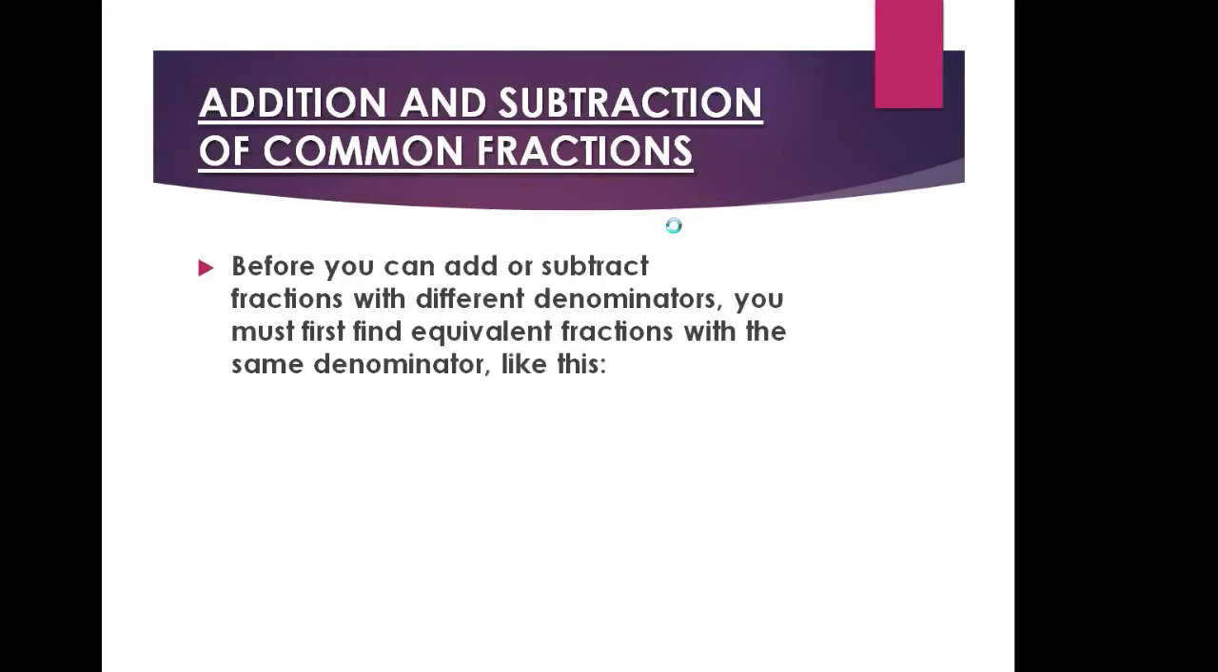Now, what is addition and subtraction of common fractions? For more clarification, we will see the definition. Before you can add or subtract fractions with different denominators, you must first find equivalent fractions with the same denominator. As I have told you in the previous class, we have two types of fractions, like and unlike. Like fractions are those whose denominators are the same, and unlike fractions are those whose denominators are not the same. So in this case, if we have fractions with different denominators, we must first find equivalent fractions to make the denominator the same.